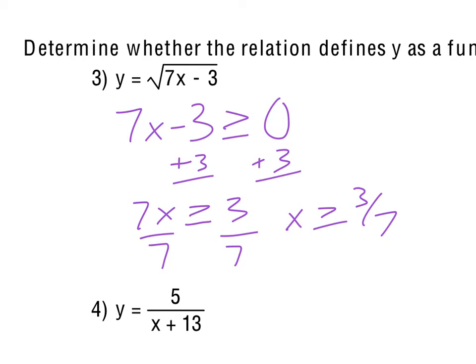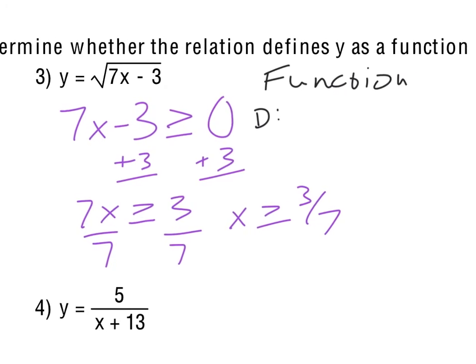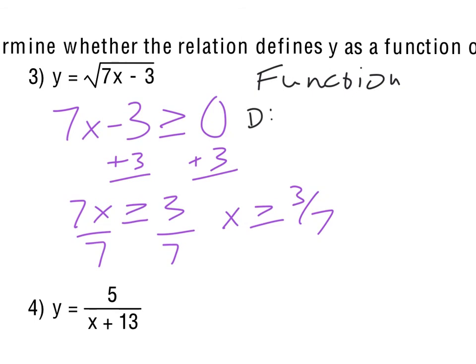So again, on this one, yes, it is a function. You'd want to write that down somewhere. And then we'll write the domain in interval notation. So I've got x is greater than or equal to 3/7. In interval notation, we start with the bracket because it has the equal to, so it's starting at 3/7 and going up to infinity. And of course, infinities always have the parenthesis.